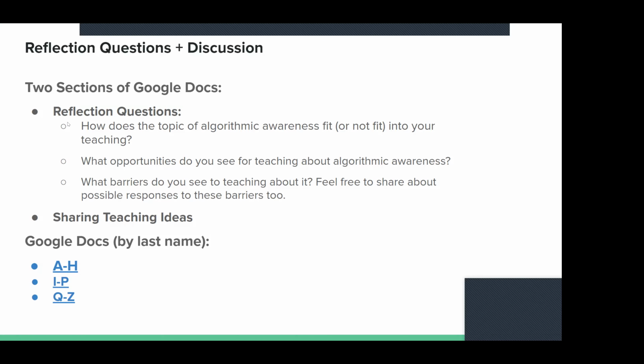I was going to have people get into these three Google Docs based on your last names. Then I was going to ask you to put down ideas in response to these as a kind of opening for further discussion. We don't have time for that, but I thought it might be helpful to show people that this is a possible approach.